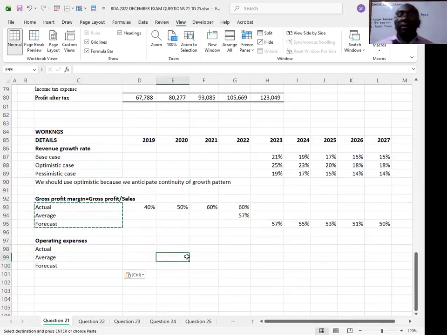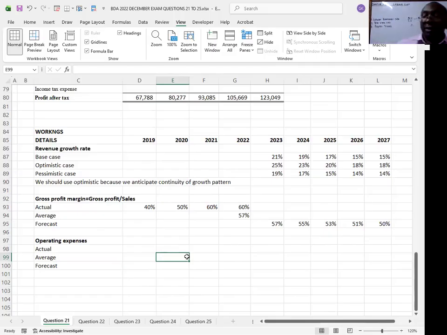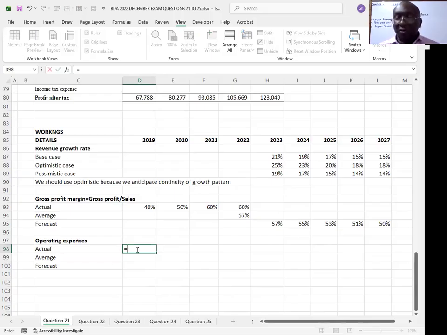For the operating expenses, we also require to get the actual. We require the average. And we require the forecast. So actual, tuanzie hapa, 2019. Obviously, this one is a ratio of revenue. So utasema equals.